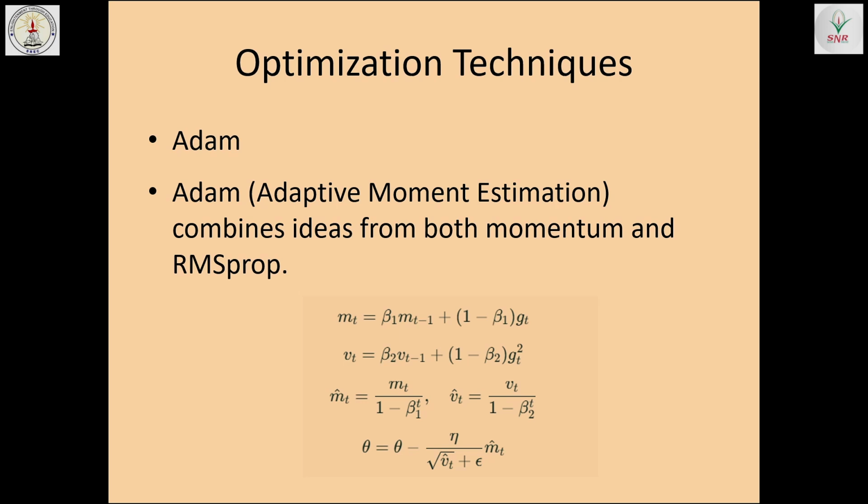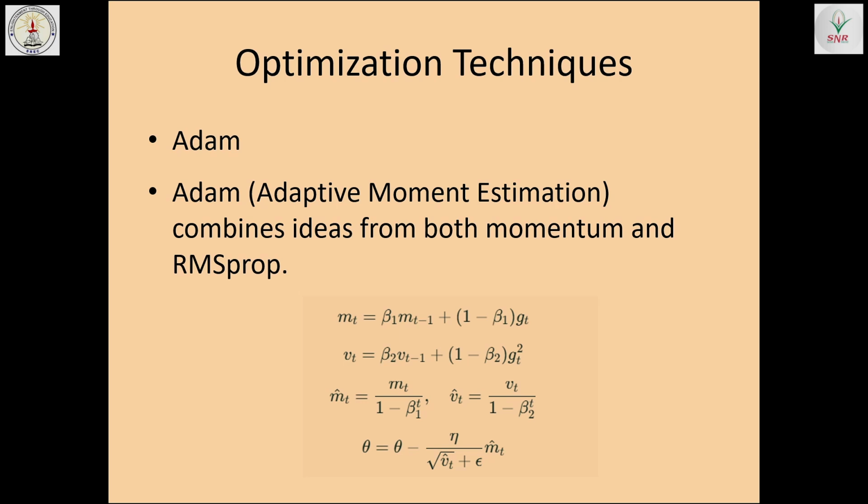Here it will maintain two moving averages for each parameter: one for gradients, which is similar to momentum, and another for squared gradients. One for normal gradient, second one for squared gradient. Here squared gradient is similar to RMS prop. So in momentum methodology, gradient will be taken into account. In RMS methodology, squared gradient will be taken into account. Combining these two, we will get Adam.